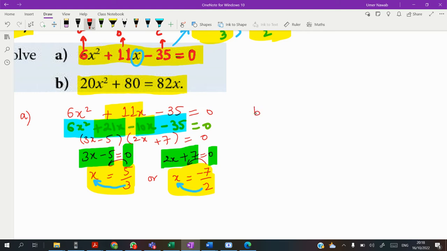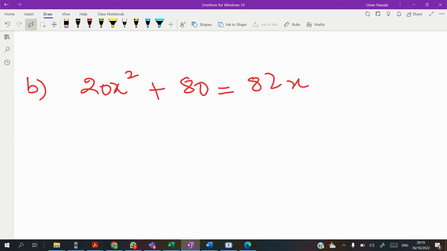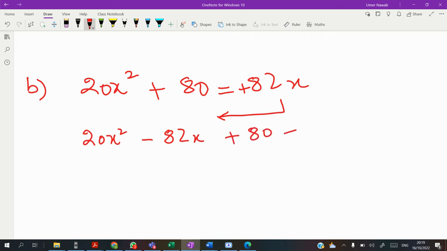The second part is b: 20x squared plus 80 is equal to 82x. Now you can see the equation is not organized. First of all, we need to readjust this equation by shifting the term which is on the right hand side to the left hand side after x squared. So 20x squared minus, because here it has a plus sign, now I'm going to write minus 82x plus 80 is equal to 0.